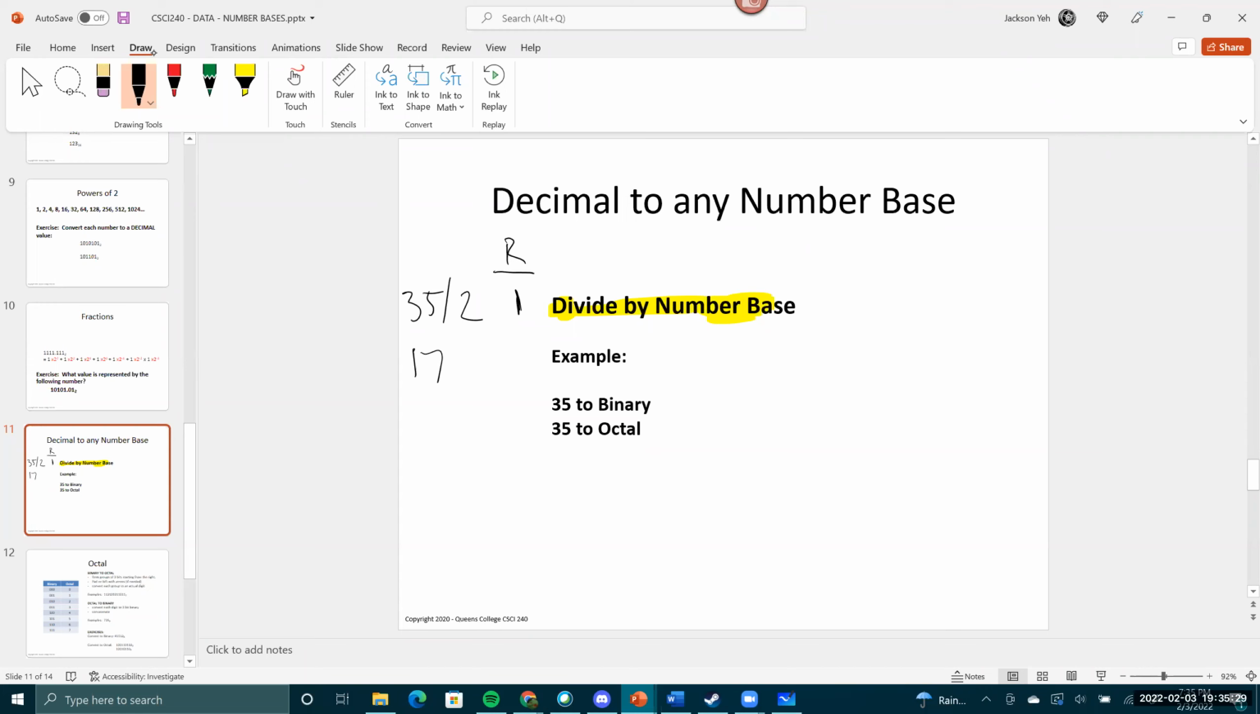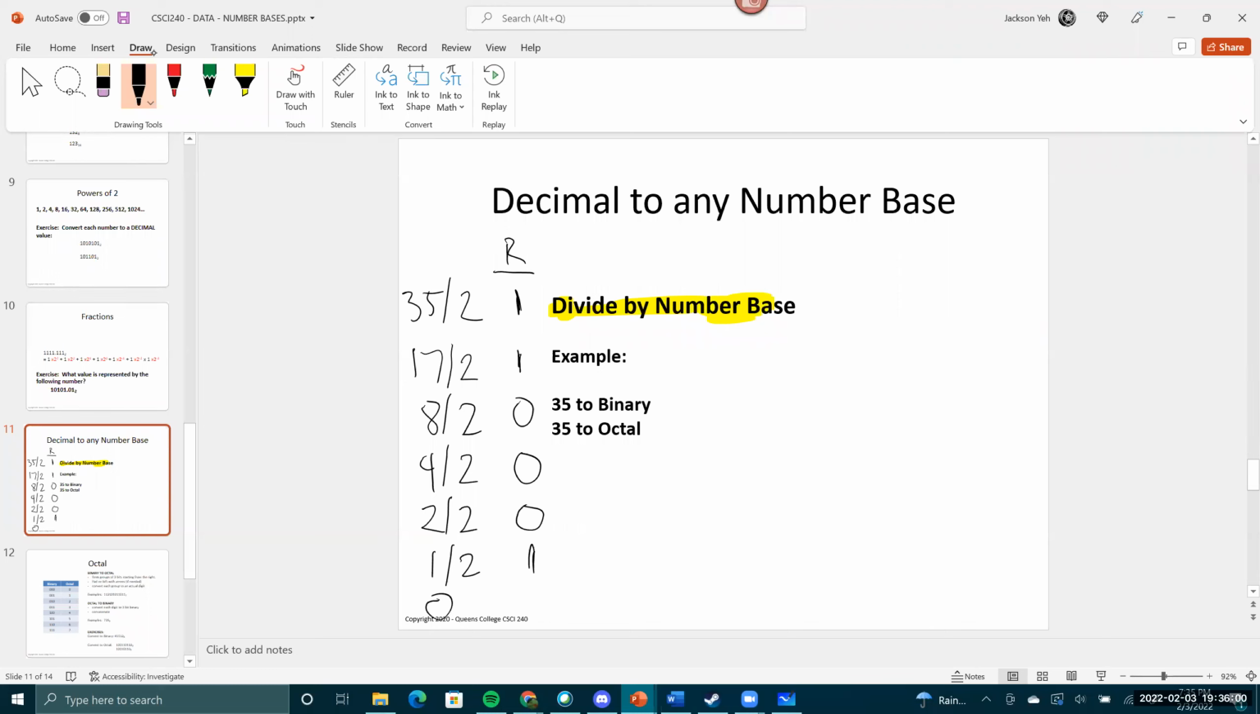So once I do that, I want to keep dividing by the number base. 17 divided by 2 is going to give me 8 with a remainder of 1. 8 divided by 2 would give me 4 with a remainder of 0. 4 divided by 2 would give me 2 with a remainder of 0. 2 divided by 2 would give me 1 with a remainder of 0. And 1 divided by 2 would be 0 with a remainder of 1. So I just keep dividing and keep track of the remainder.